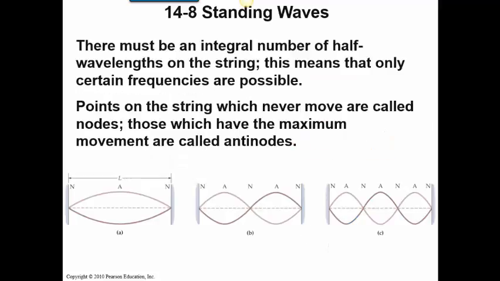There must be an integral number of half wavelengths on the string. This means that only certain frequencies are possible. Points on the string which never move are called nodes. Those which have the maximum movement are called antinodes.